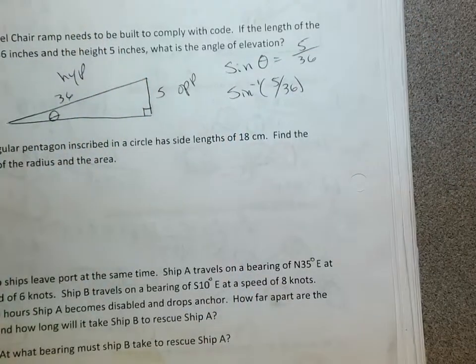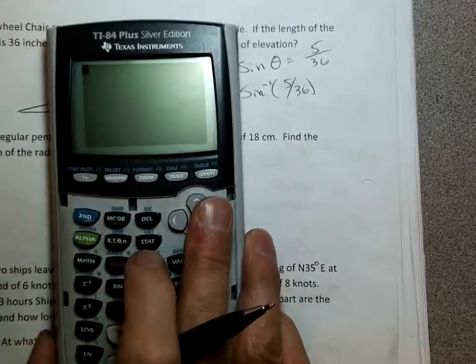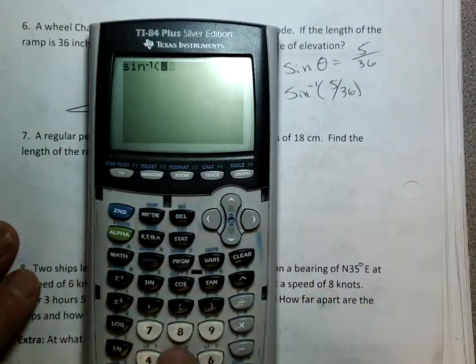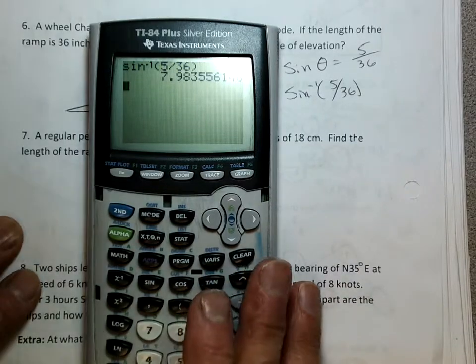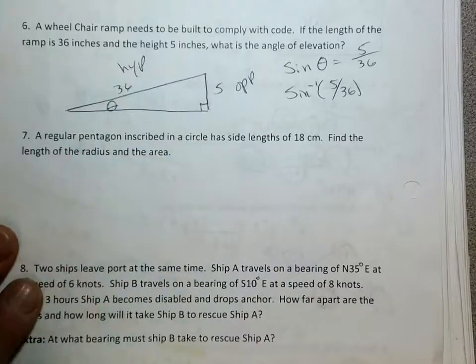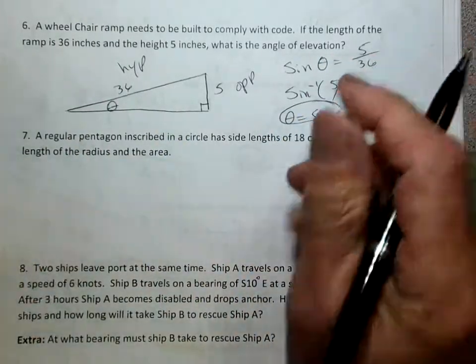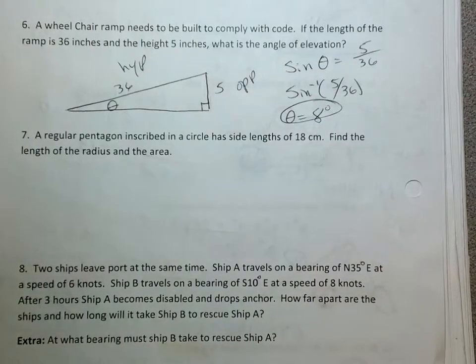Let's find out what the calculator tells me. What are we going to get? We're going to get sine inverse of 5 divided by 36, and I get about 8 degrees. So theta is about 8 degrees. Easy for Granny to get up, right? Granny can get up at an 8-degree angle in her little wheelchair. She can do it. Okay?